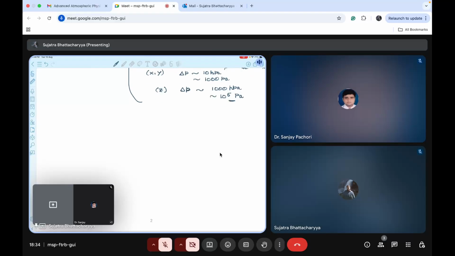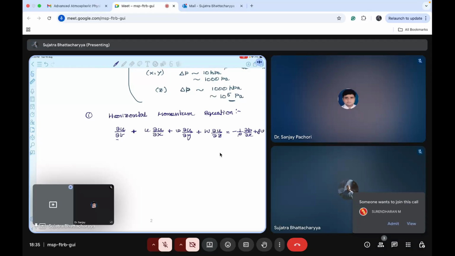In the last session, I was applying the horizontal momentum equation. We will start from that. So first we will try it with the horizontal momentum equation. What is the horizontal momentum equation? It's delta u delta t, plus u delta u delta x. This is the local term, this is the advective term, plus v delta u delta y plus w delta u delta z is equal to minus 1 by rho delta p delta x plus f v. This is your horizontal momentum equation.